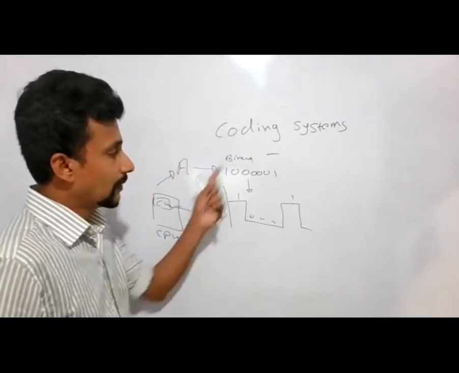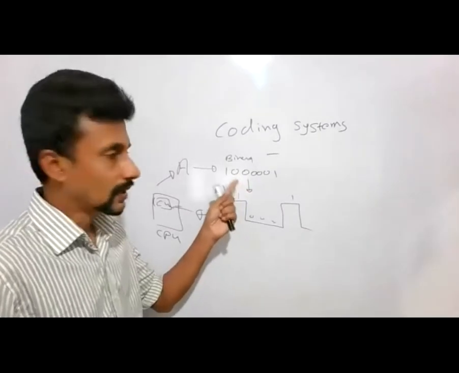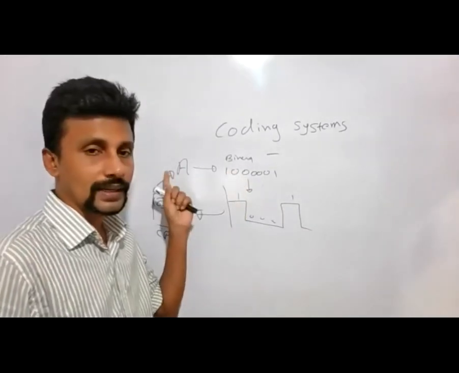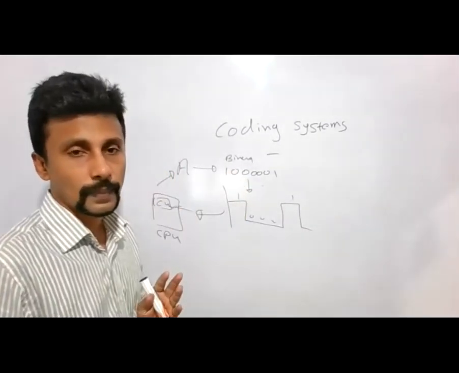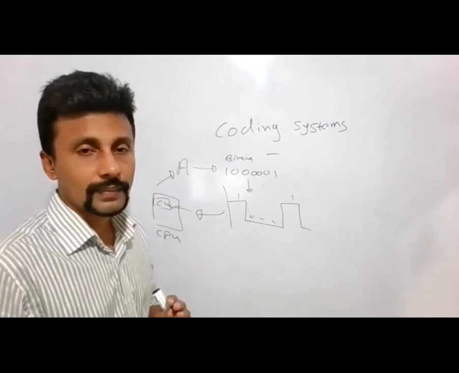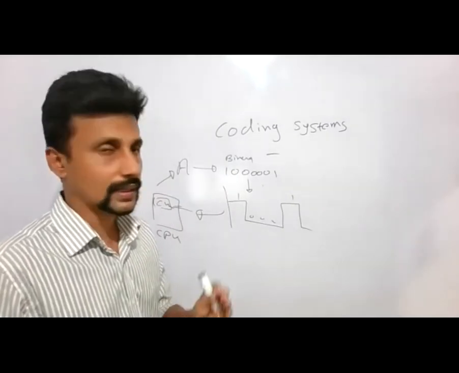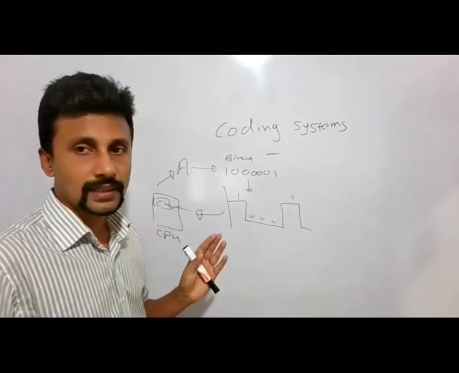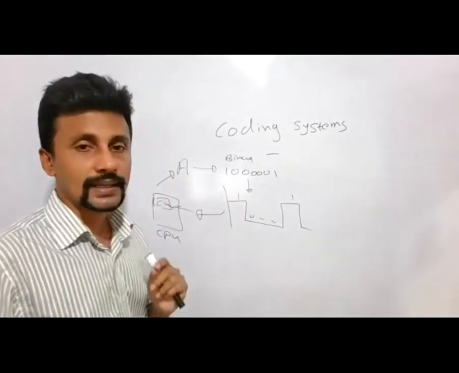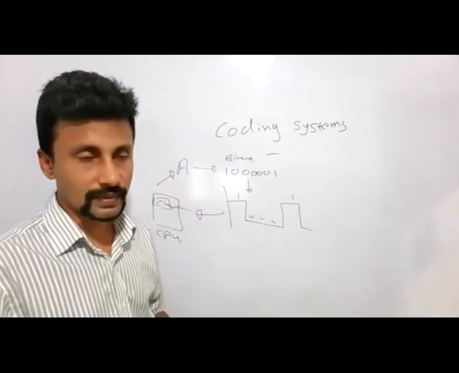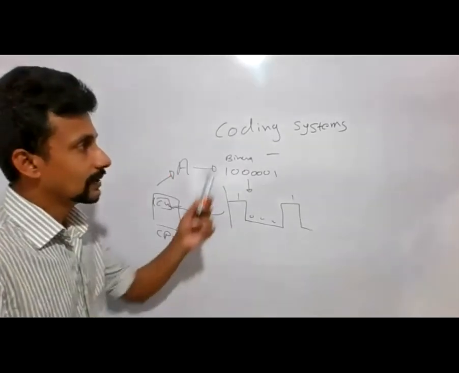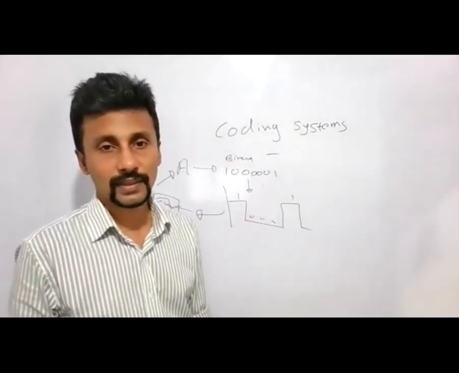If you take this kind of a signal, I am telling it's letter A. To say that this signal is letter A, there should be a mechanism, right? So that is done by the coding system.